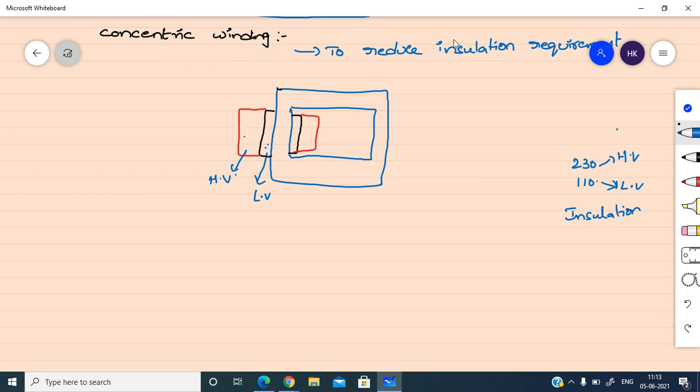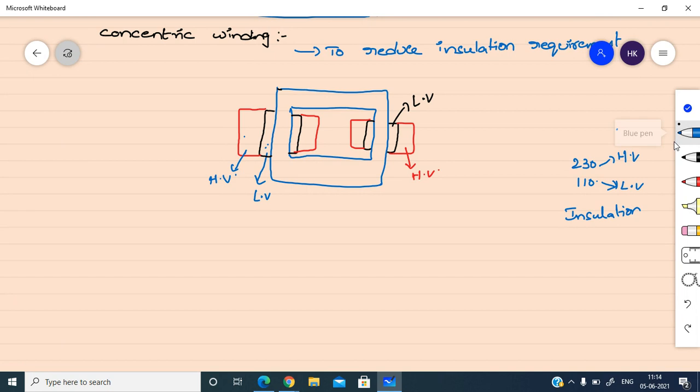Do you understand? Okay. And again here, on the second limb also we have the same thing. First LV winding and next HV winding will be connected. This one is HV, this one is LV. So interleaved winding is used to reduce the leakage flux, and concentric winding is used to reduce the insulation requirement. These two types of windings are used in case of core type transformer.